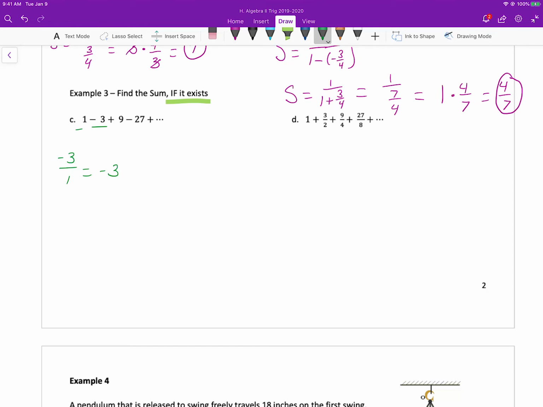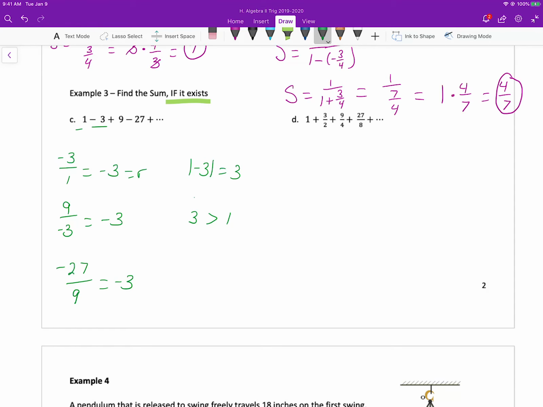And now 9 divided by -3 will be -3. I'm testing them all to make sure I didn't make a mistake. And then -27 divided by 9 is also -3. So -3 is my common ratio. And then I can think that the absolute value of -3 is +3. 3 is greater than 1. So because 3 is greater than 1, we cannot find the sum. There is not one for this. So the answer is no sum, and the reason is because the absolute value of the common ratio is greater than 1.